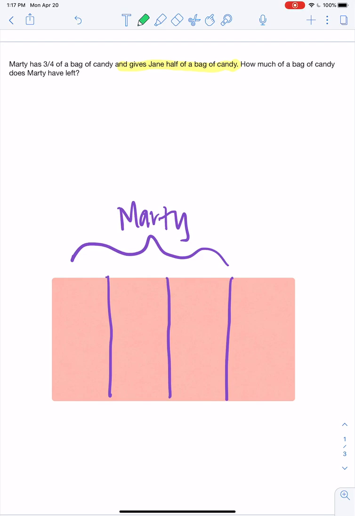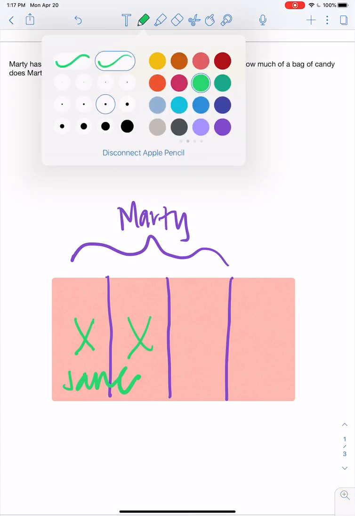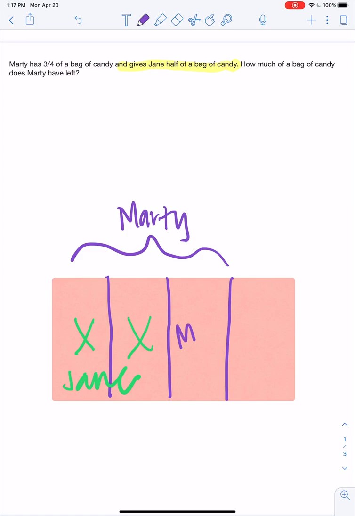He's not giving half of what he has. He says, here's this whole bag, and you're getting half of that bag. And so in this case, the pink rectangle represents our whole bag of candy, so he's giving Jane half of that bag. So he's giving Jane these 2 parts of the 4. So what Marty has left then is a 4th. Oh, Mary again.